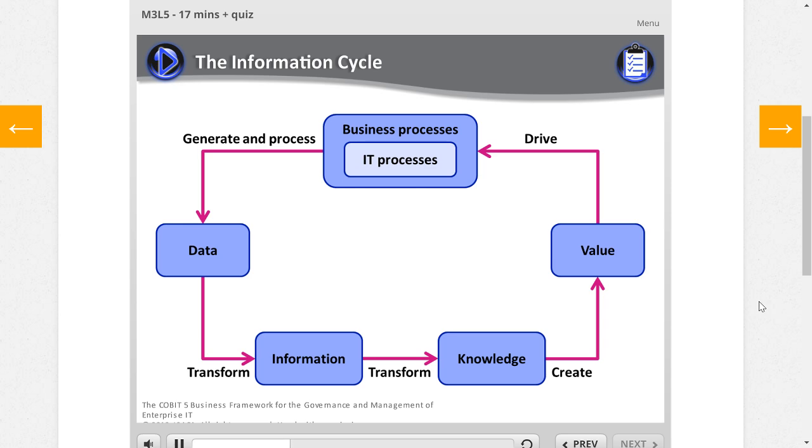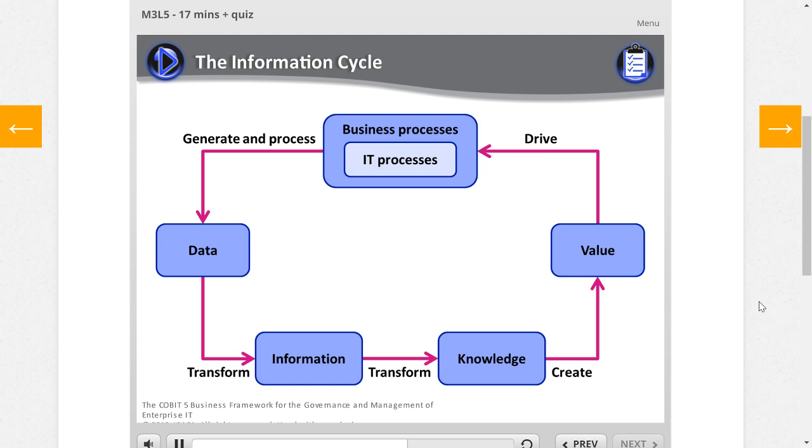As the diagram shows, information is created when data is put into context, possibly by bringing together a number of data items. For example, the time an incident was reported to an IT service desk is just a piece of data. But if we put that together with the time that the incident was resolved, then we can calculate a piece of information, the incident resolution time. By considering many incidents during a selected time period, we can calculate an even more valuable piece of information, the mean time to resolve incidents.